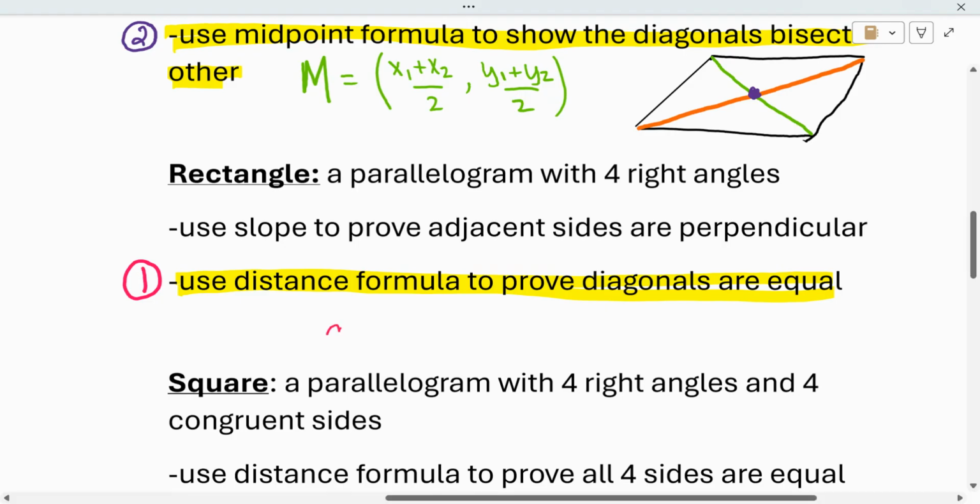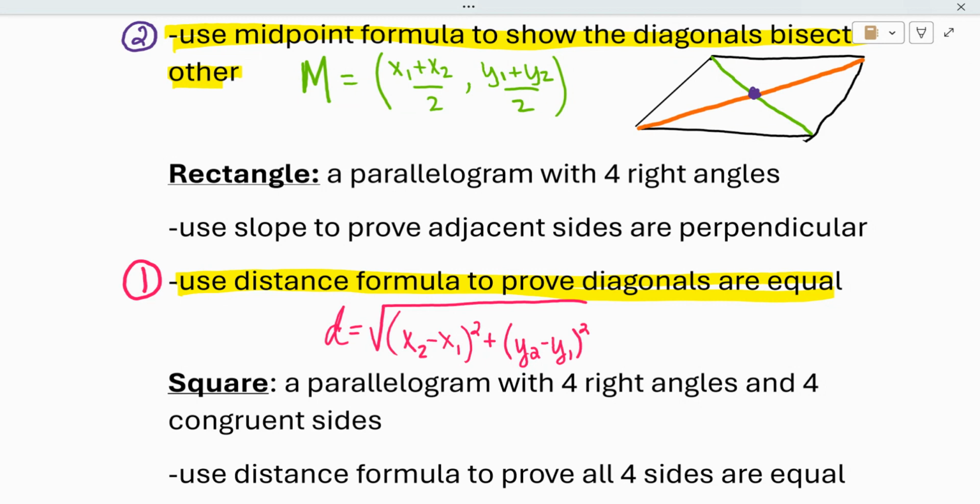Distance formula, D equals the square root of, parenthesis, x sub 2 minus x sub 1, the quantity squared, plus, parenthesis, y sub 2 minus y sub 1, the quantity squared. That's what I would use every single time. That's the easiest way to do it.